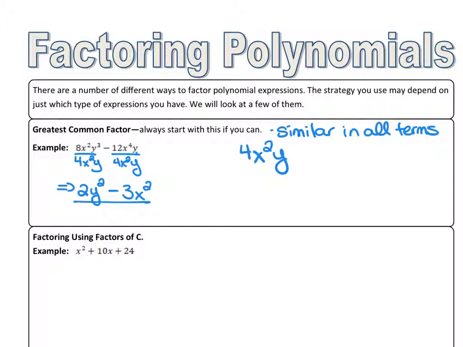So we can now write this expression in factored form to look like this. 4x squared y, because we divided by that, we pulled it out of both terms. And then whatever's left, 2y squared minus 3x squared. You can check this: just multiply it back out, and if you get the same thing, it means you've done it correctly. So that's common factoring. You should be familiar with this because you've probably done it before, but I just wanted to go over that.